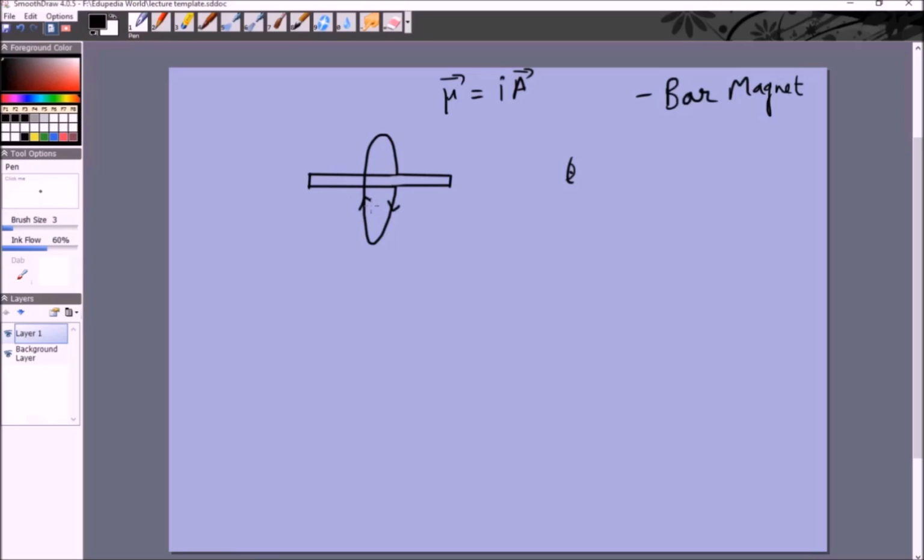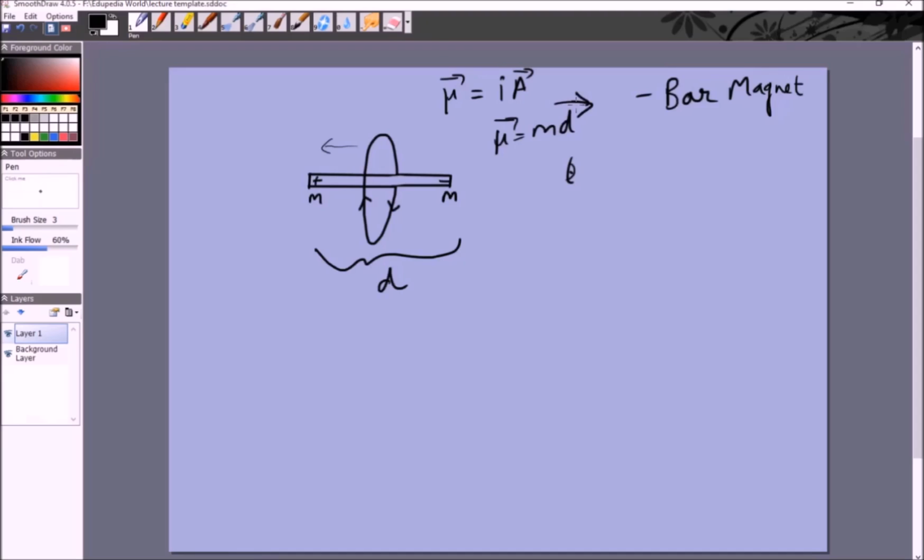Now if this is the direction of the magnetic dipole moment, that means there will be a positive charge plus M here and a negative charge minus M here, and this distance will be D, and we will be able to write mu is equal to MD, right?